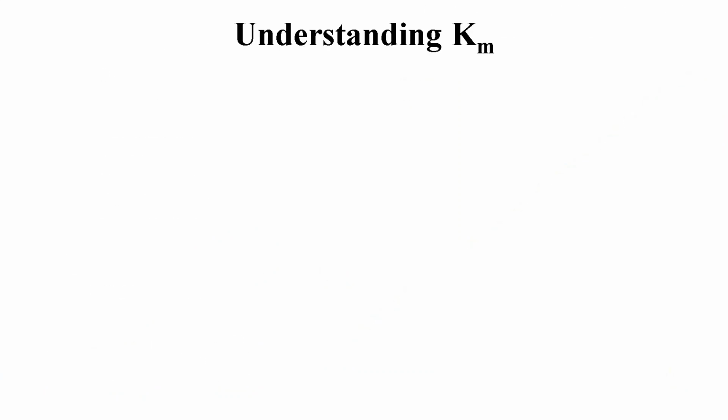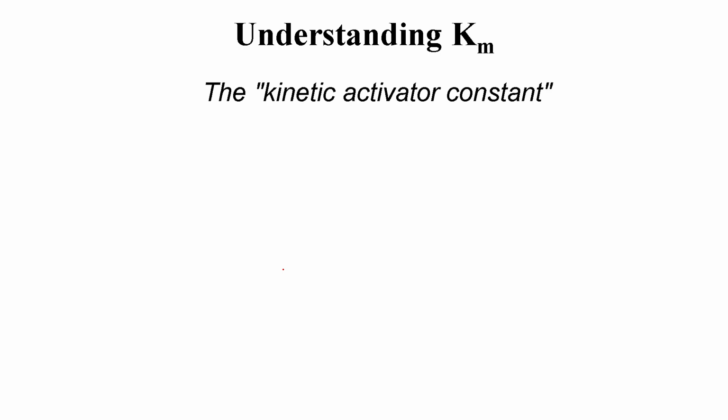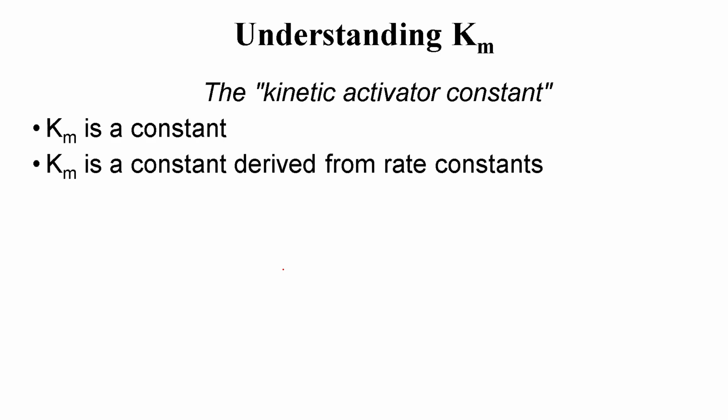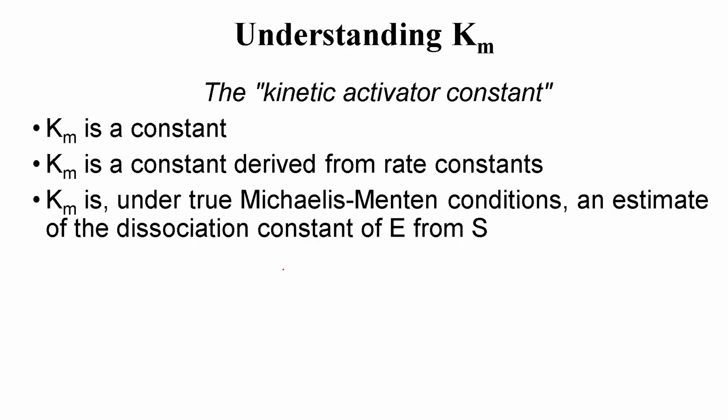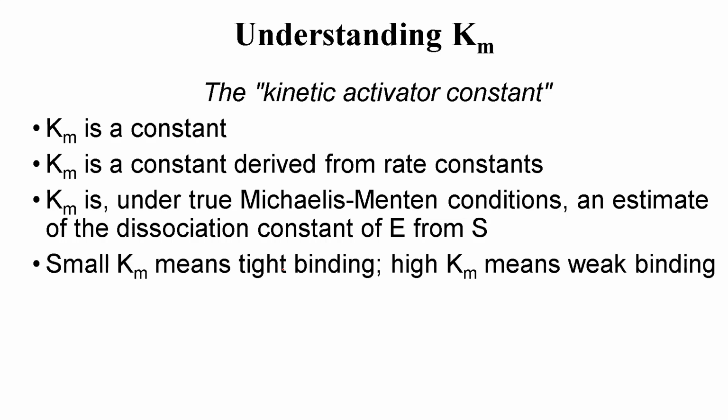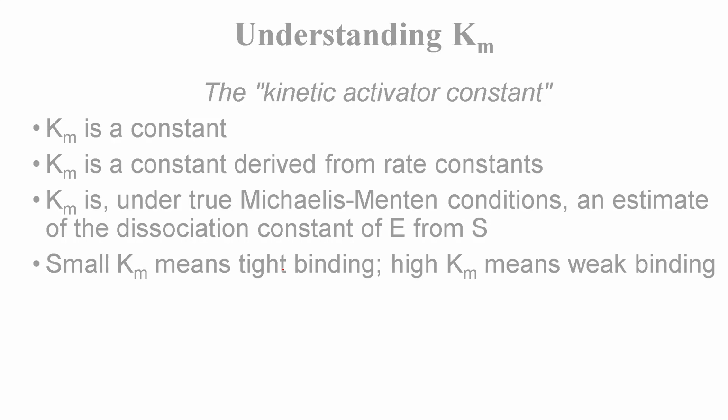Now, let's have a review and understanding of this Km. We say that it is the kinetic activator constant or the Michaelis-Menten constant. Number one is that Km is a constant. Number two is that Km, being a constant, is derived from the rate constants, as we saw when we were deriving that equation. Now, Km under the true Michaelis-Menten condition is an estimate of the dissociation constant for E from S. Now, a small value of Km means tight binding, a high Km means weak binding.